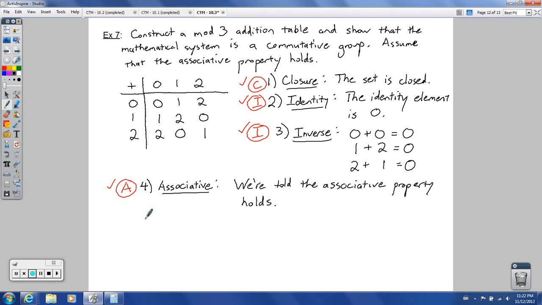So just one more thing to check, is it commutative? And so we could check each value. We could do 0 plus 0. We could do 1 plus 0 and see if it's the same as 0 plus 1, and so on. But we don't need to do that. Remember, we can just look at our main diagonal. So let's circle this here in your different color and see if it's symmetric about that. So 0 and 0, 2 and 2, 1 and 1. There's definitely symmetry there. So we can say the table is symmetric about the main diagonal.